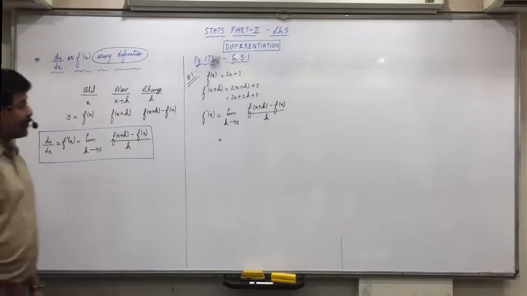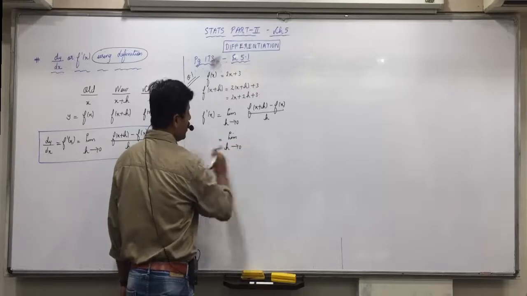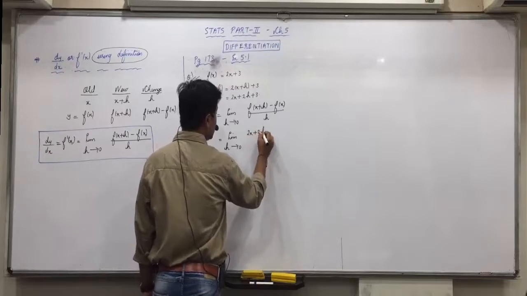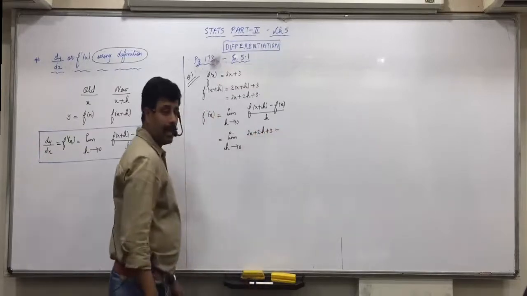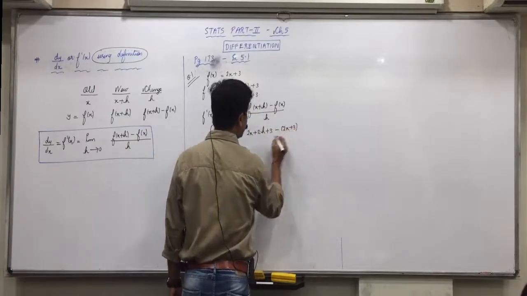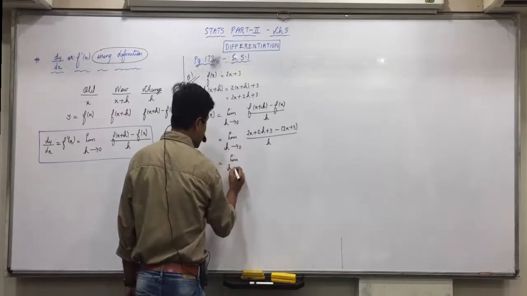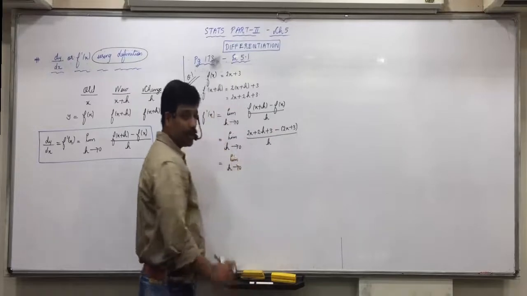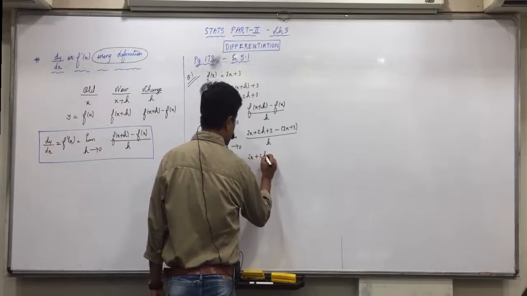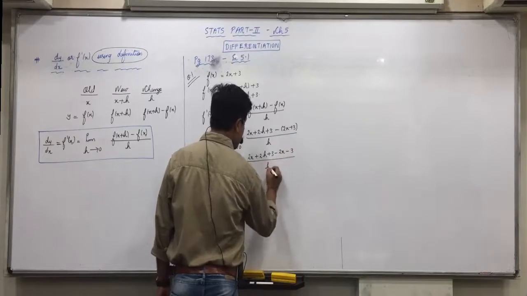Okay. So limit h tends to 0. Now what will we write in place of f(x+h)? 2x plus 2h plus 3, minus what will we write in place of f(x)? 2x plus 3, divided by h. So limit h tends to 0, but write that second one in brackets because it's minus. When you open the brackets, the signs will change. So 2x plus 2h plus 3 minus 2x minus 3, divided by h.